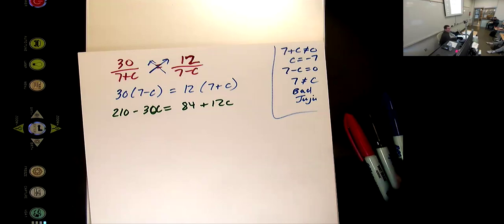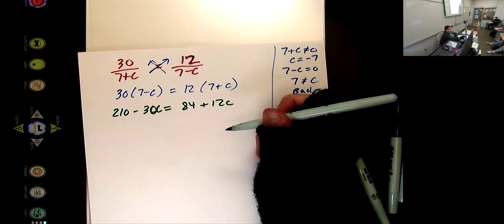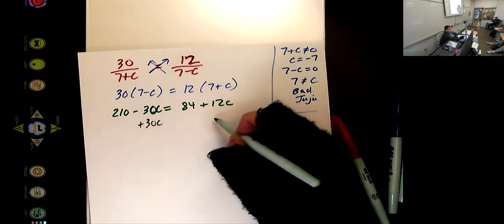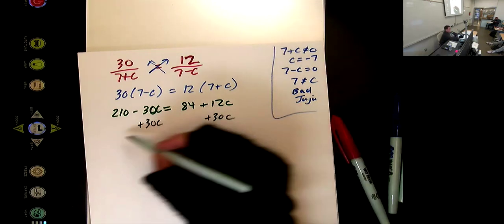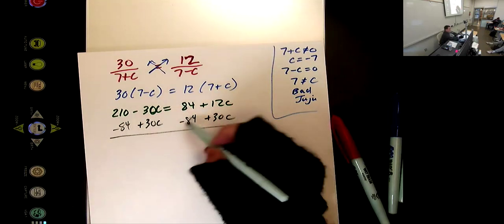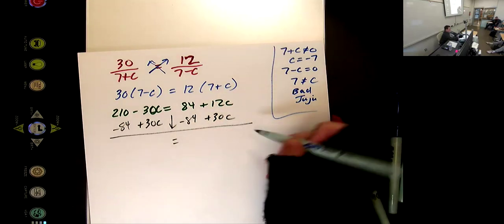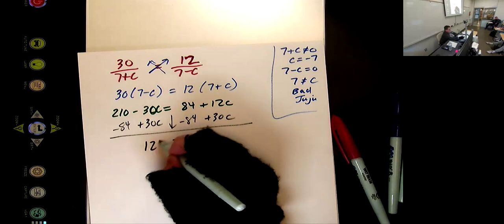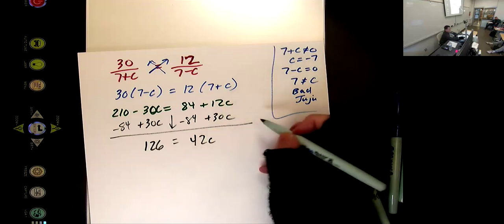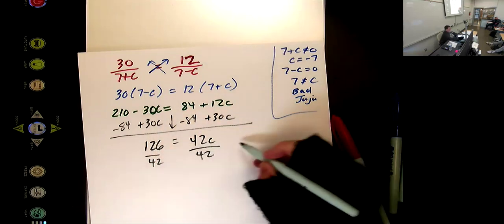All right, so we start combining. I want to get my C's together. I'm going to move the 30C because I like ending up with positive coefficients. That's a good choice. Which means I can move 84 to the other side at the same time. 210 minus 84, I believe, is 126. And over here, I got 42C. Divide by 42, and that looks like it's going to go in nice and even.